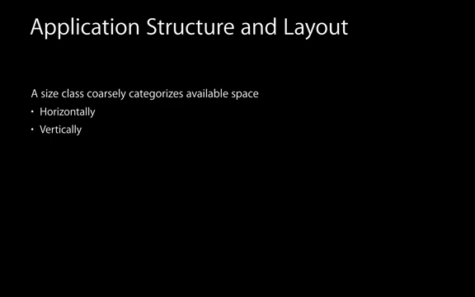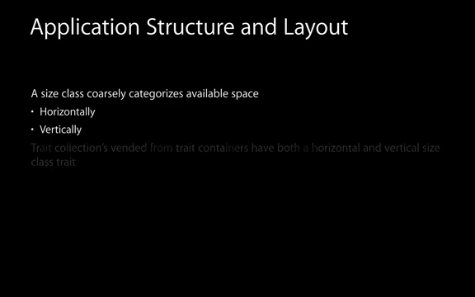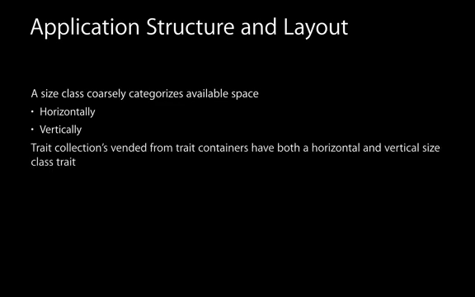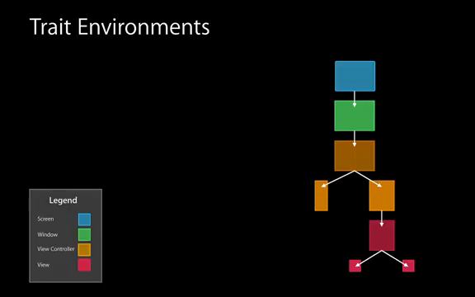So, a size class is all about informing your application of the available space in some coarse way that you can make decisions about how you would substantially alter the application structure. We have API on specific objects that vend trait collections. And in these cases, they have values for both the horizontal and the vertical size classes.